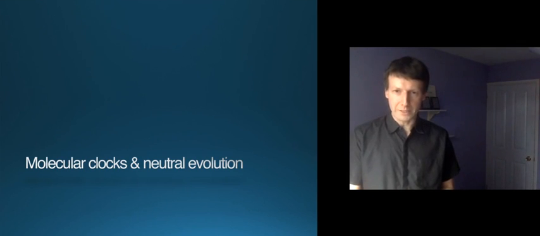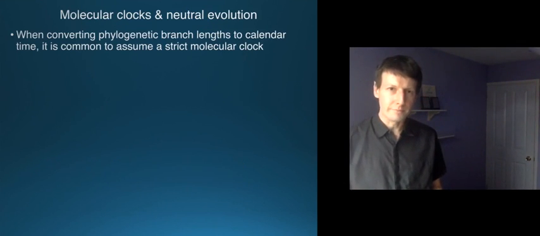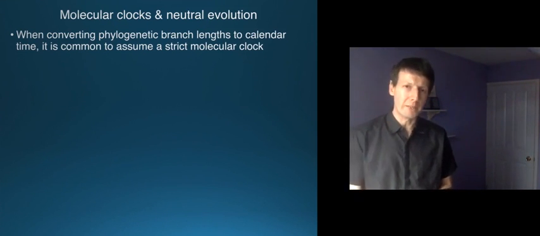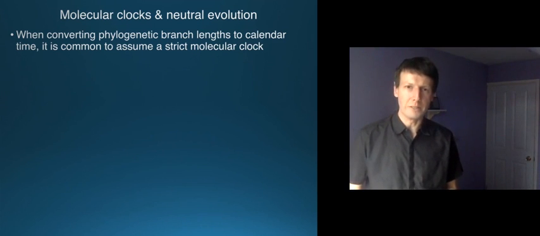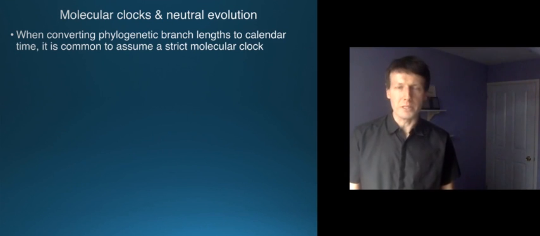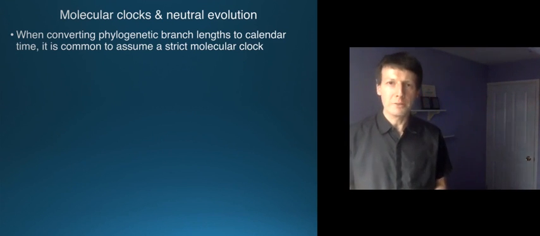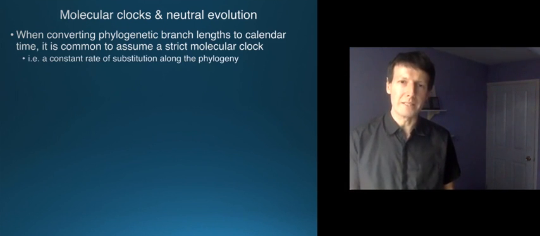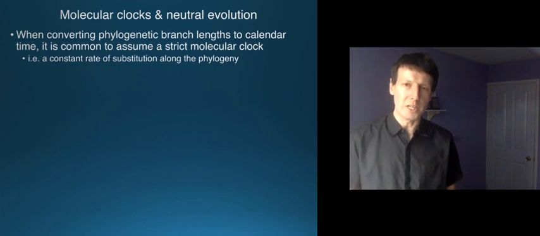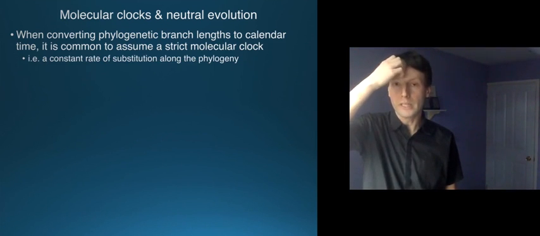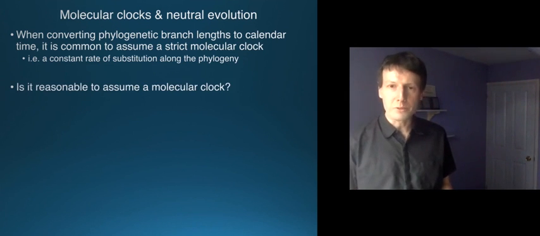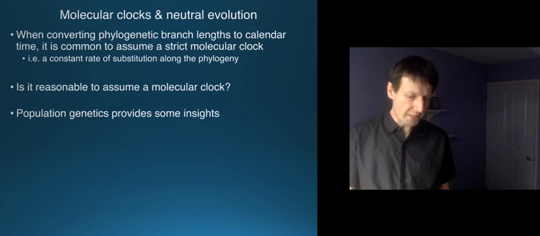Let's talk about molecular clocks and neutral evolution. Although I brushed over this a little in the talk on phylogenies, when converting phylogenetic branch lengths to calendar time, one has to make assumptions, and the commonest and probably simplest assumption is to assume a strict so-called molecular clock. What that means is that there's a constant rate of substitution, the change of nucleotides from one to another, along the phylogeny. Of course, the question is, is it reasonable to assume a molecular clock, and if so, what are the justifications? So population genetics provides some insights.